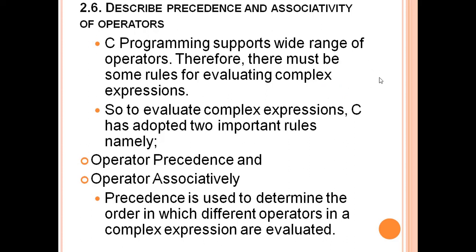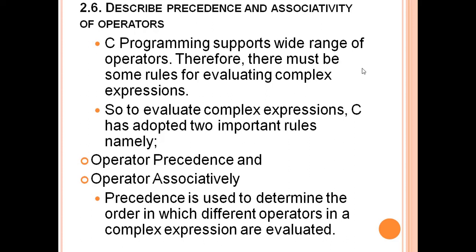As we know, C supports different types of operators and there must be some rules for evaluating complex expressions. To evaluate complex expressions, C has adopted two important rules, and we call them operator precedence and operator associativity. First, we discuss operator precedence.